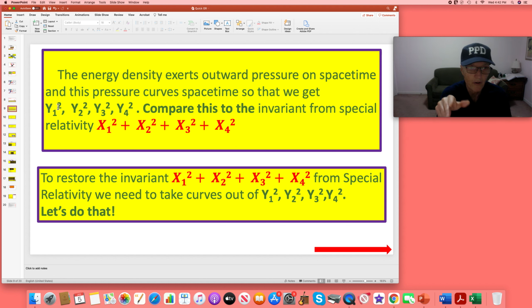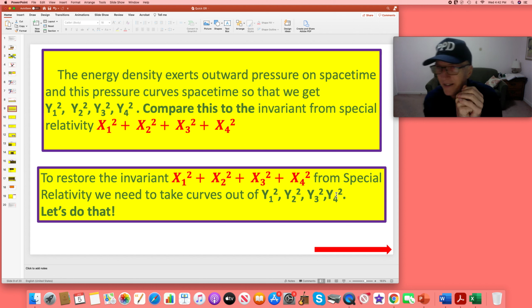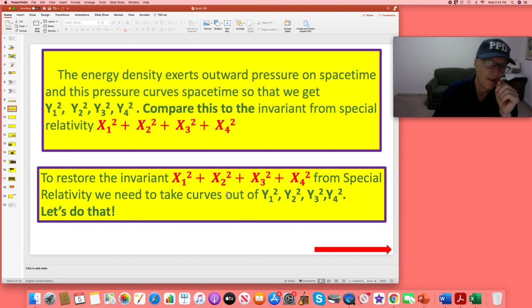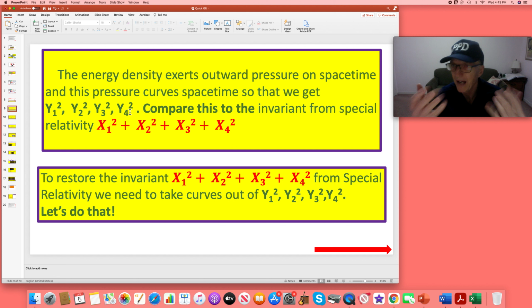So to restore the invariant x1 squared plus x2 squared plus x3 squared plus x4 squared from special relativity, we need to take the curves out of y1 squared, y2 squared, y3 squared, y4 squared. So let's do that. This is where it gets funny, because we don't want these y's. We want an invariant. We want to get back our invariant.